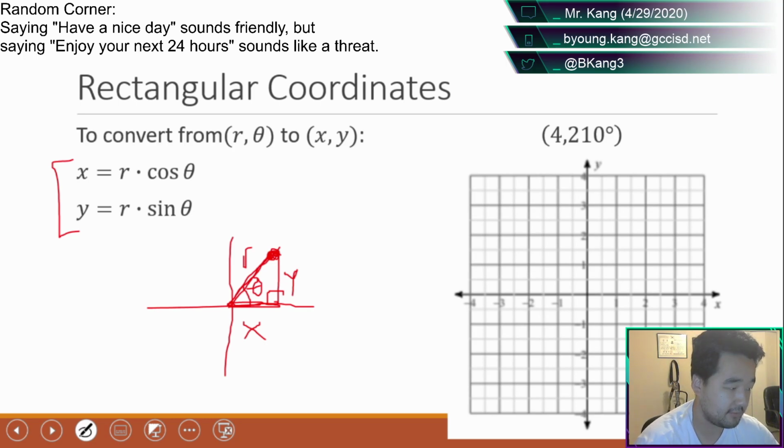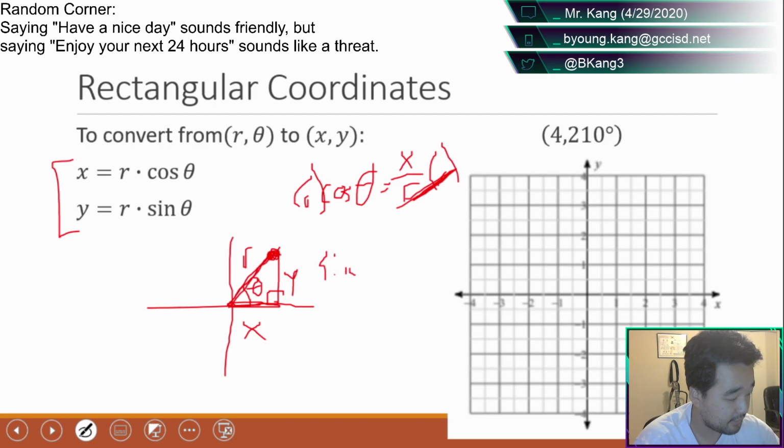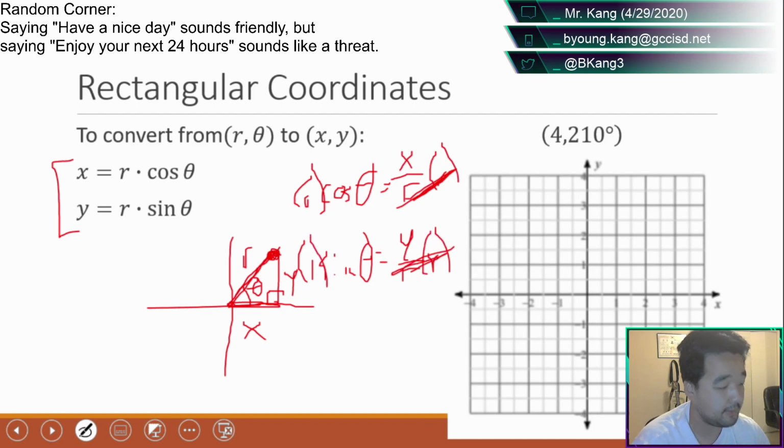Next slide we'll learn about all that stuff. But if you have r and theta, how do you find x and y? Well, cosine of your angle is equal to adjacent over hypotenuse, like that. So all you have to do is just multiply both sides by r. That cancels, and x equals r cosine theta. That's where the first equation comes from. Similarly, sine of theta is equal to y over r. And then you just multiply the r over. So that's the theory, or the logic behind why you have those two things.